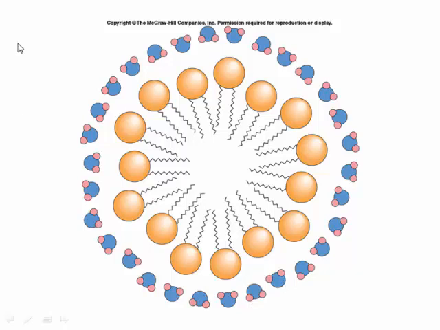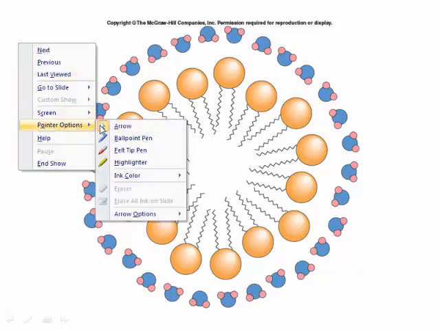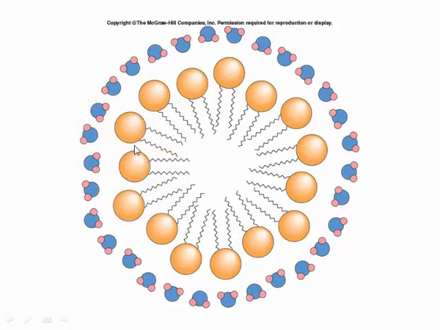Let's see if I can write the word down. Let's see if I can use the pen. This is a micelle. M-I-C-E-L-L-E, micelle. So the micelle is a naturally forming structure.